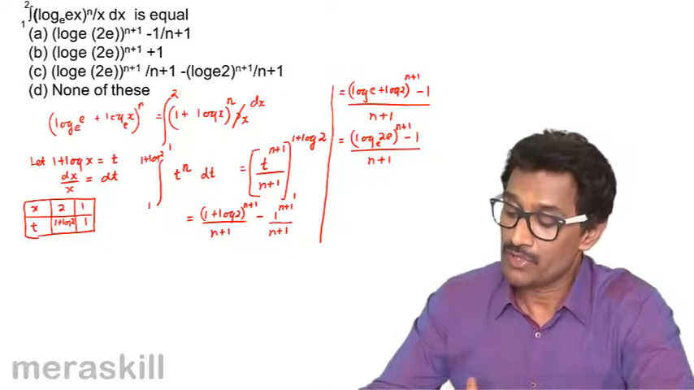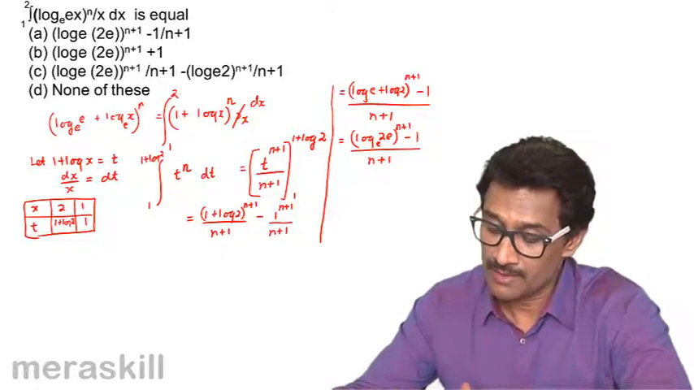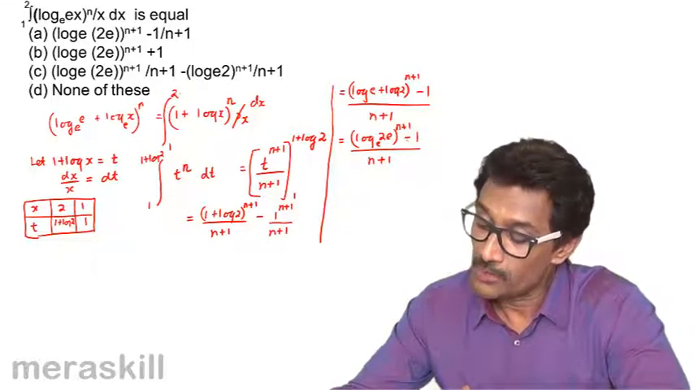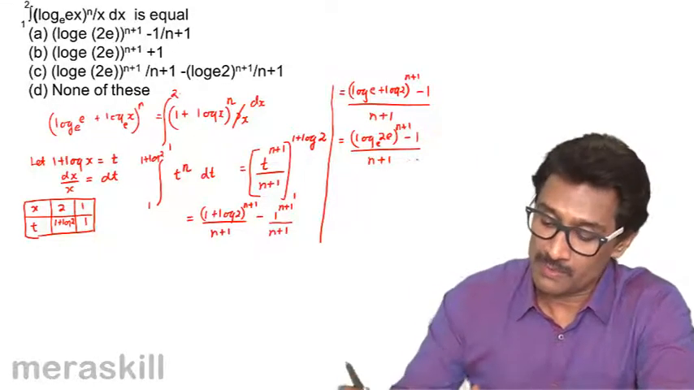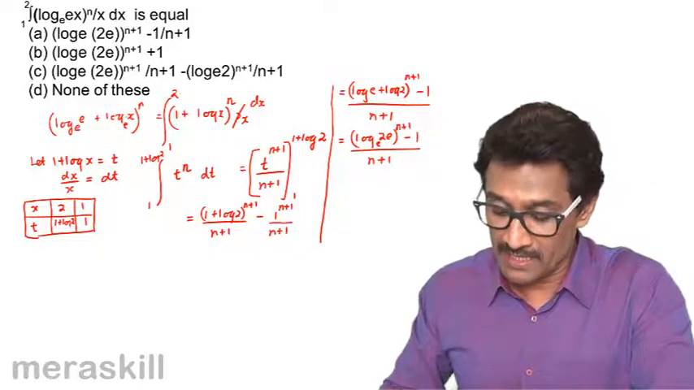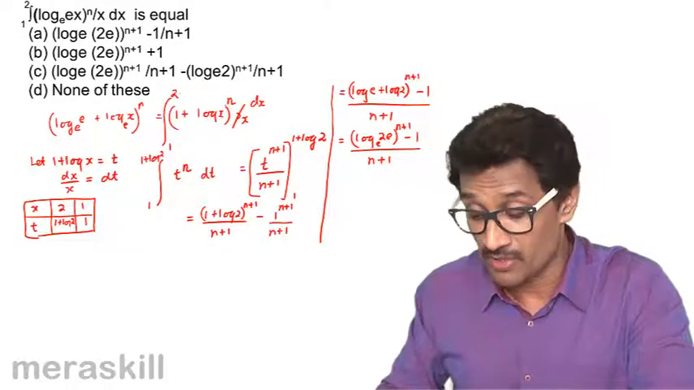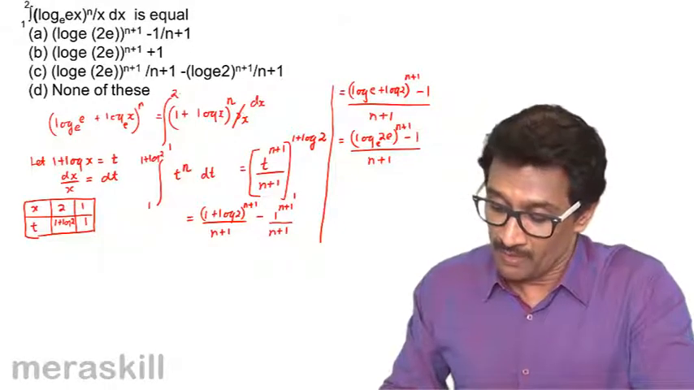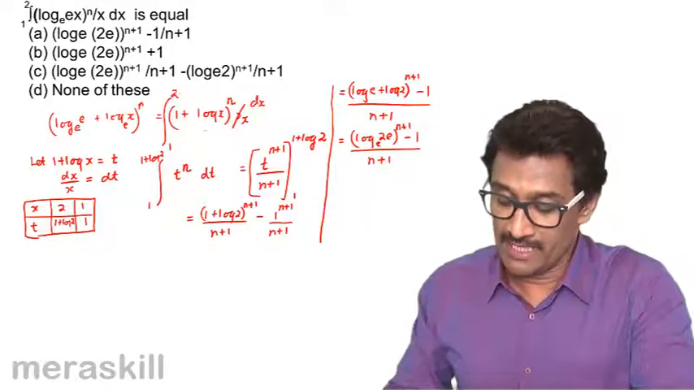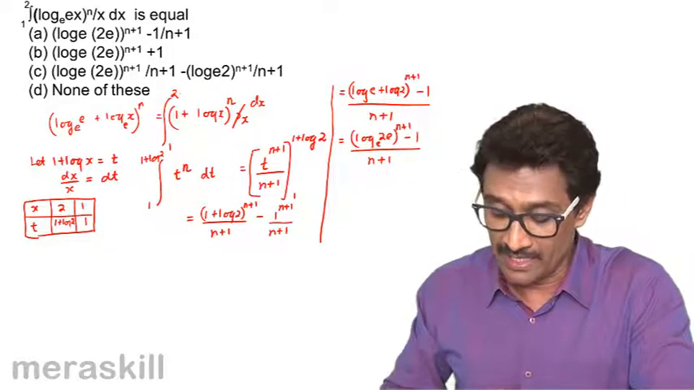So it's eventually log 2e to the base e as it was in the question, raised to n plus 1, minus 1 upon n plus 1. So what have we done? We have split up this log 2e to the base e as log e and log 2 to the base e. So eventually it's the integral of 1 plus log x to the base e, raised to n, upon x dx. So we took 1 plus log x as t, so dx by x is dt.